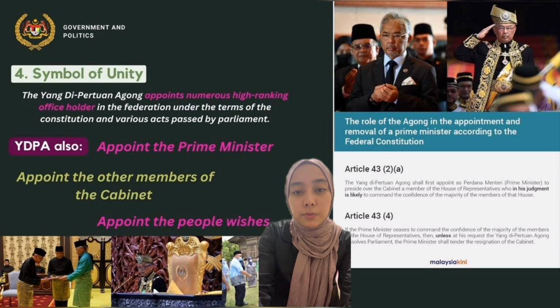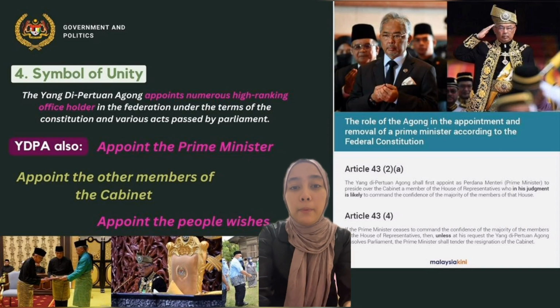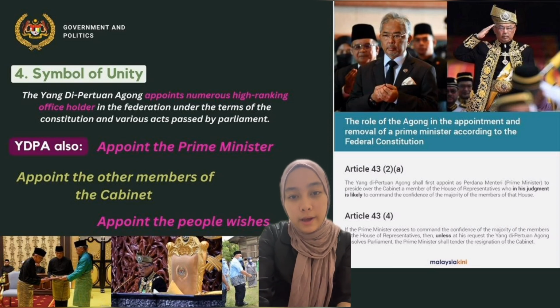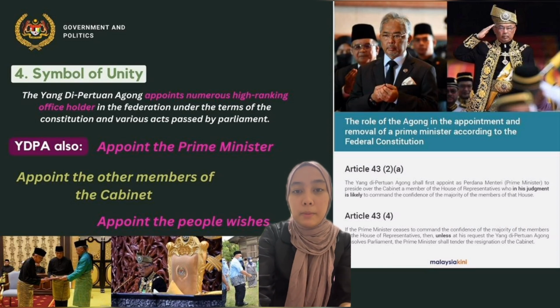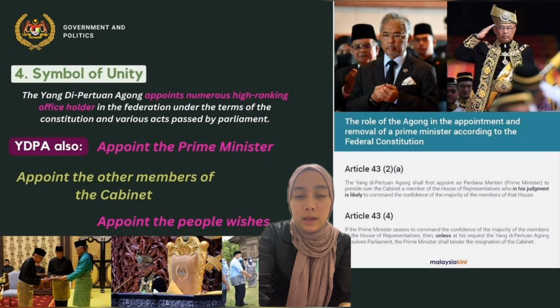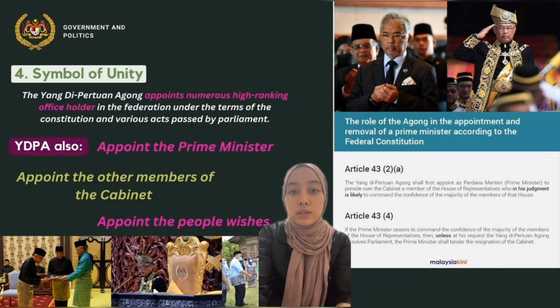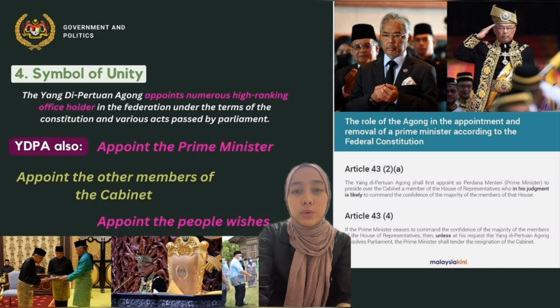Under the Constitution's procedure for such appointments, the Yang di-Pertuan Agong has the executive power to appoint the Prime Minister. With the Prime Minister's help and advice, the Yang di-Pertuan Agong appoints the other members of the cabinet. He also has the power to dissolve the cabinet and elect the members of the Elections Commission, as referred to in Article 43(2) of the FC.